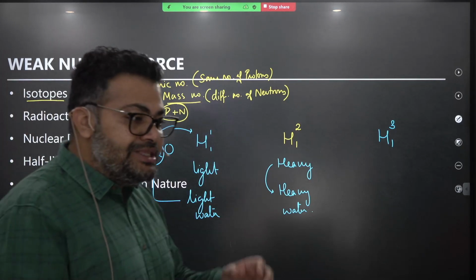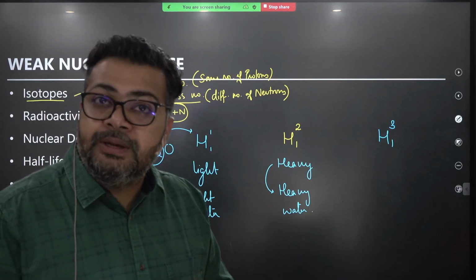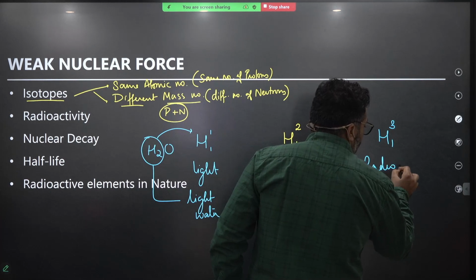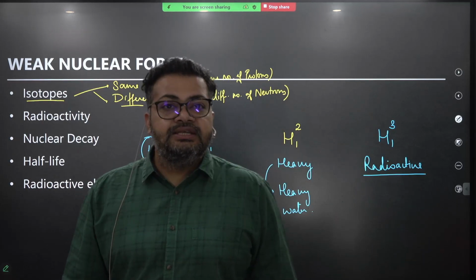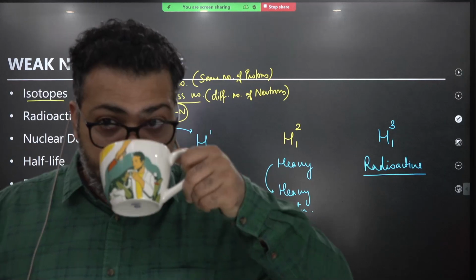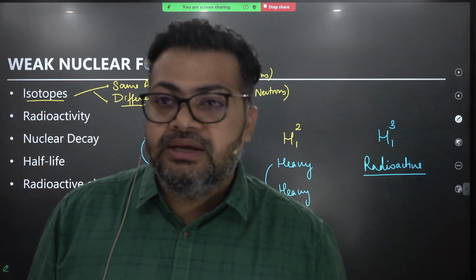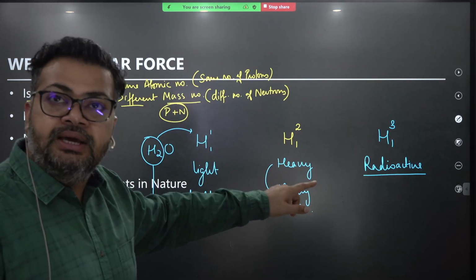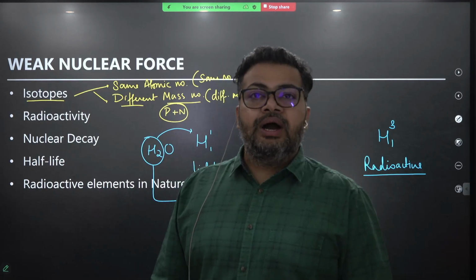So guys, when scientists studied H3, they discovered it has a unique property: it was radioactive. This H3 was a radioactive isotope of hydrogen. And now what you should ask is, what is radioactivity? This third isotope of hydrogen, H3, was discovered from the soil samples of the moon, and this hydrogen happens to be radioactive in nature.